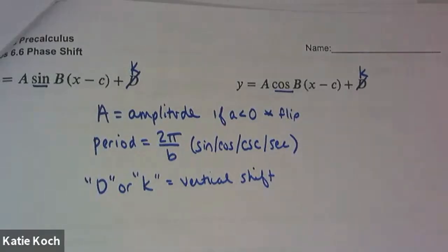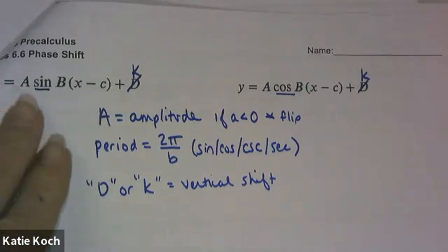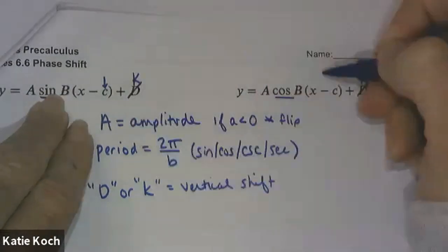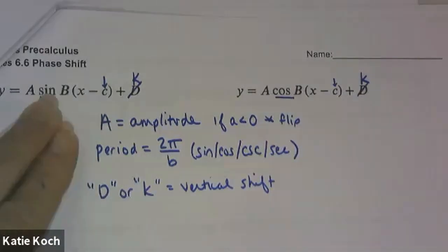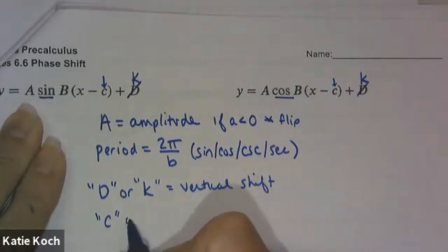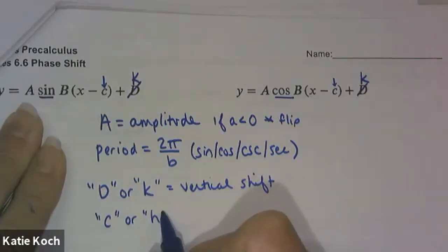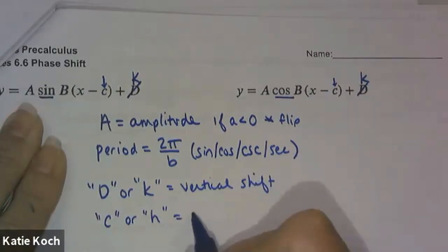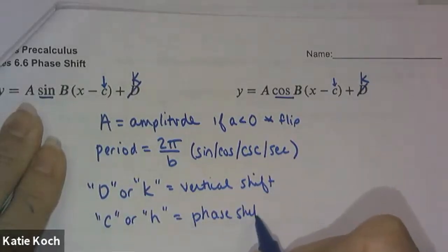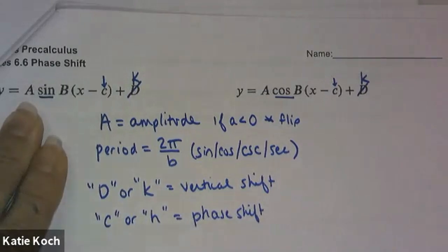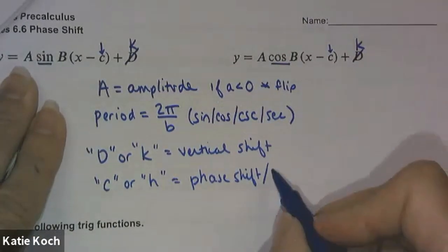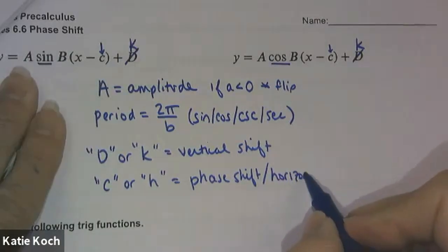And today the learning target is the phase shift. So the phase shift is this number C inside of the parentheses. So they call it C. I don't like that they called it C. I prefer to call it H, and that is that phase shift. Now they call it phase shift for trig graphs. You can also call it a horizontal shift like we do first semester.